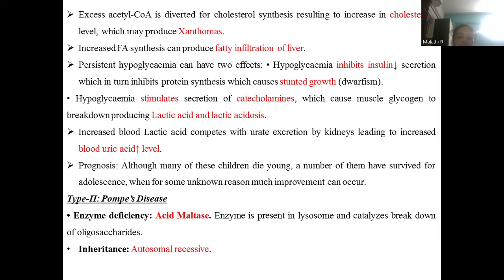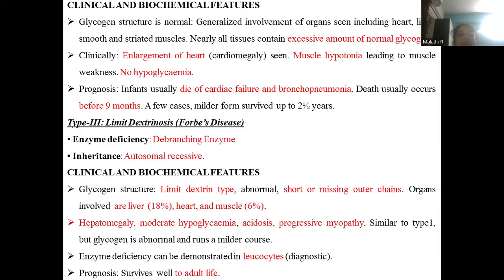Type 2 glycogen storage disease is also called Pompe disease. The enzyme deficit is acid maltase. The enzyme is present in the lysosome and catalyzes the breakdown of oligosaccharides. The inheritance is autosomal recessive. The clinical and biochemical features include normal glycogen structure and generalized involvement of organs, including heart, liver, smooth and striated muscles, with nearly all tissues containing an excessive amount of normal glycogen.